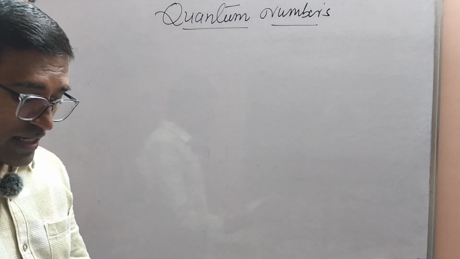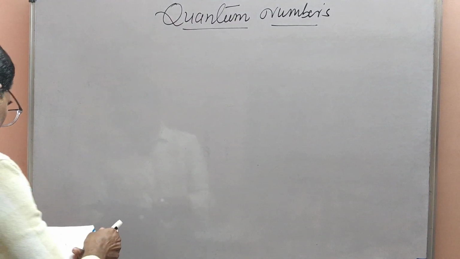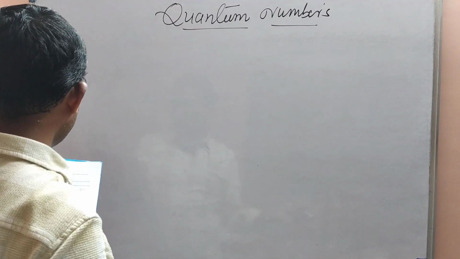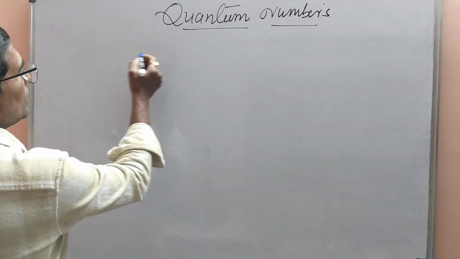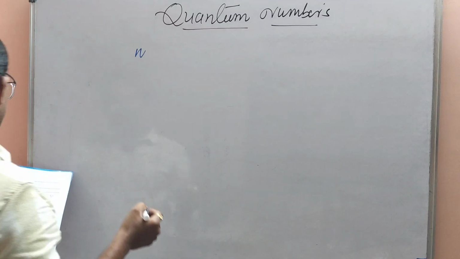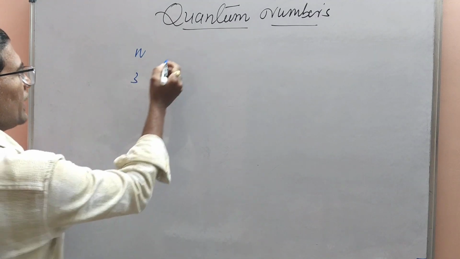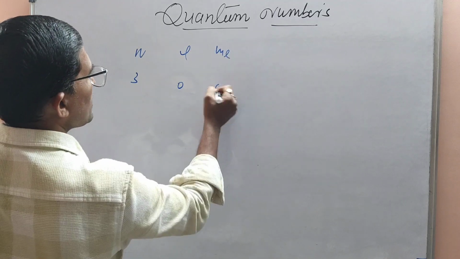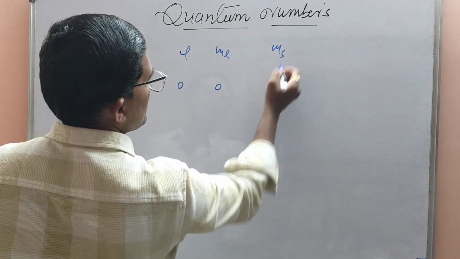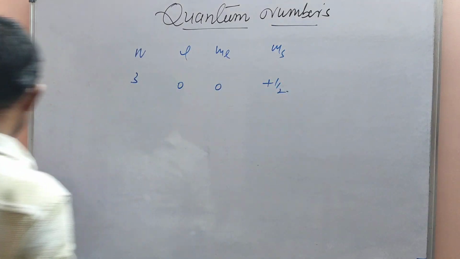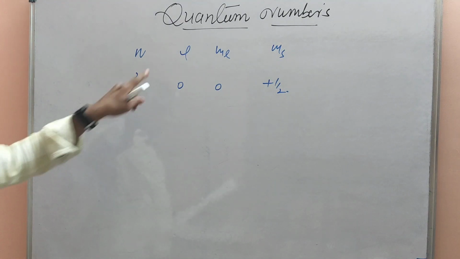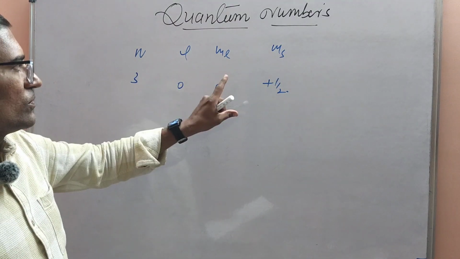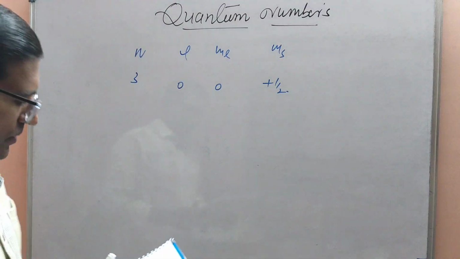The question is as follows: the four quantum numbers of the distinguished electron of an atom are as follows. The quantum number values given are n is equal to 3, L is equal to 0, ML is 0, and MS is plus half. Understood?